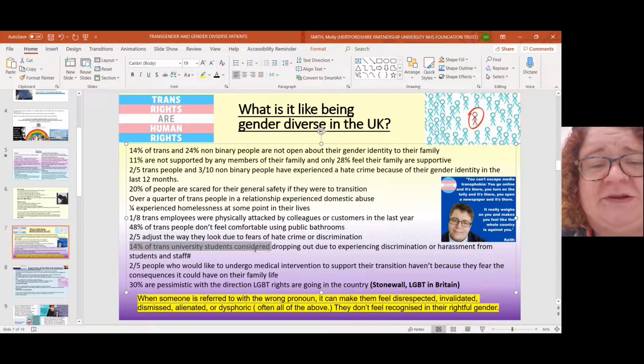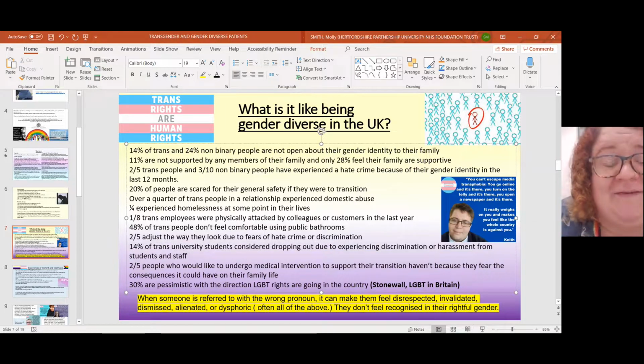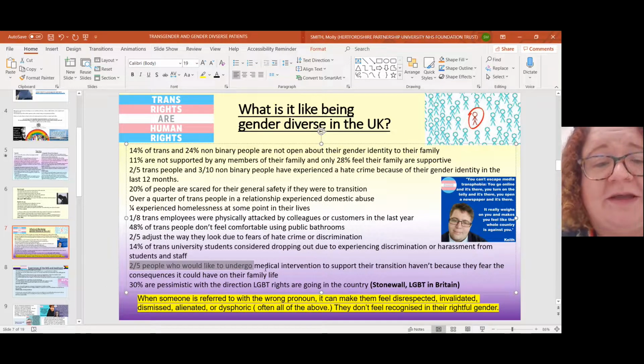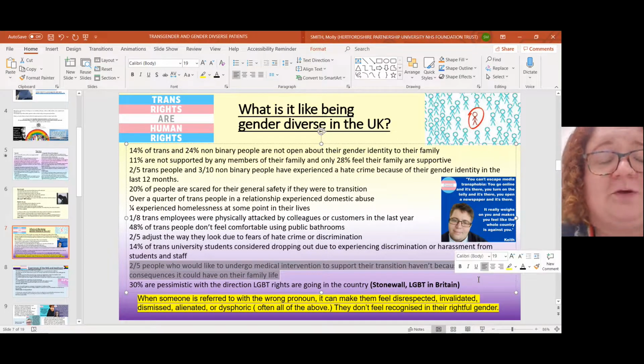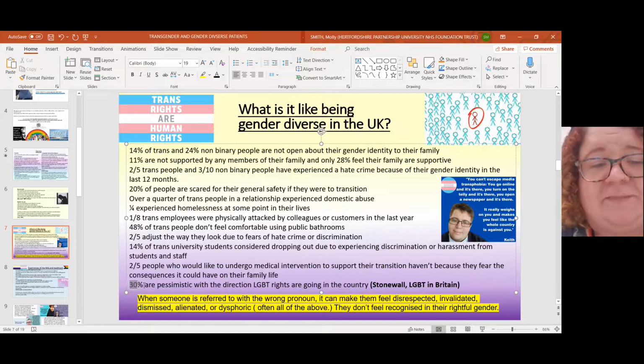14% of trans university students considered dropping out of their course because they were experiencing discrimination or harassment from both students and staff. Even educational professionals can be abusive. 2/5 of people who would like to undergo medical intervention to support their transition haven't, because they fear the consequences it could have on their family life and the disruption it could cause to their family. And 30% of people surveyed were pessimistic with the way LGBT rights are going in Britain.